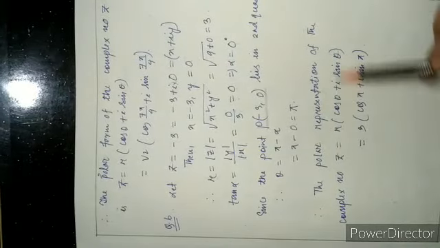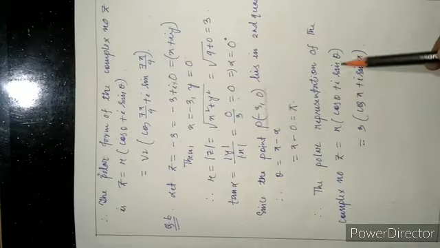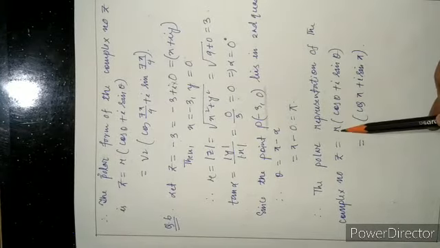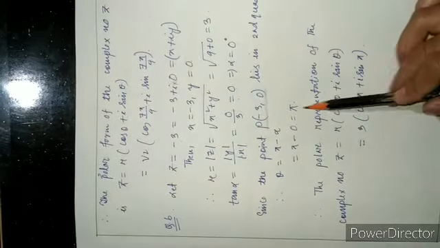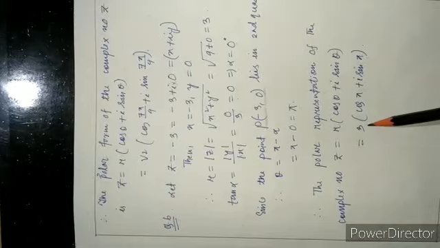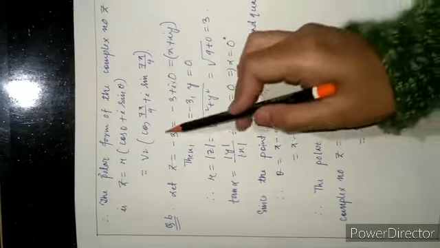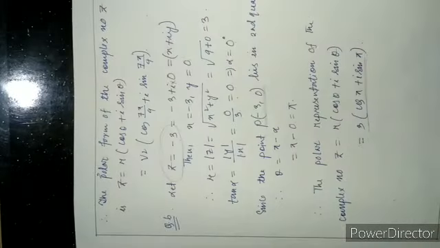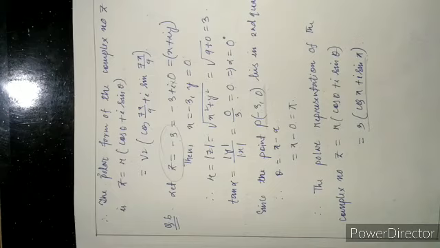The polar representation of the complex number z is given by r cos theta plus i sin theta. Then replace this r and theta by 3 and pi respectively. Replace r by 3 and theta by pi. This is the polar representation of the complex number z is equal to minus 3. For today, let's end here.